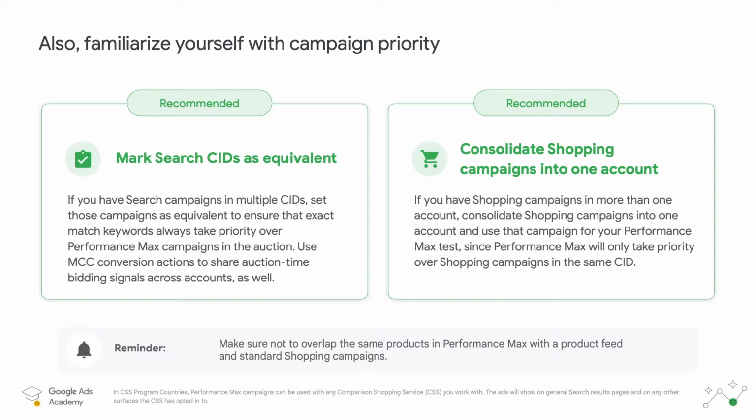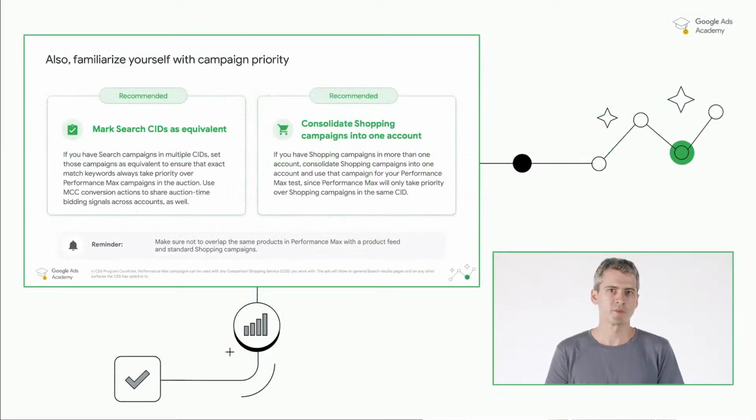If you have separate shopping and search CIDs, make sure to mark them as equivalent and consider using an MCC conversion action across those CIDs to not only share auction time bidding signals across campaigns, but also other attribution benefits. You can also achieve the same effect of ensuring priority and cross-campaign bid signal sharing by consolidating shopping and search campaigns into one account. As a previous marketer, I preferred a single account for Google Ads efforts, also from an operational flow perspective, such as reporting and quick analysis, such as using segments.